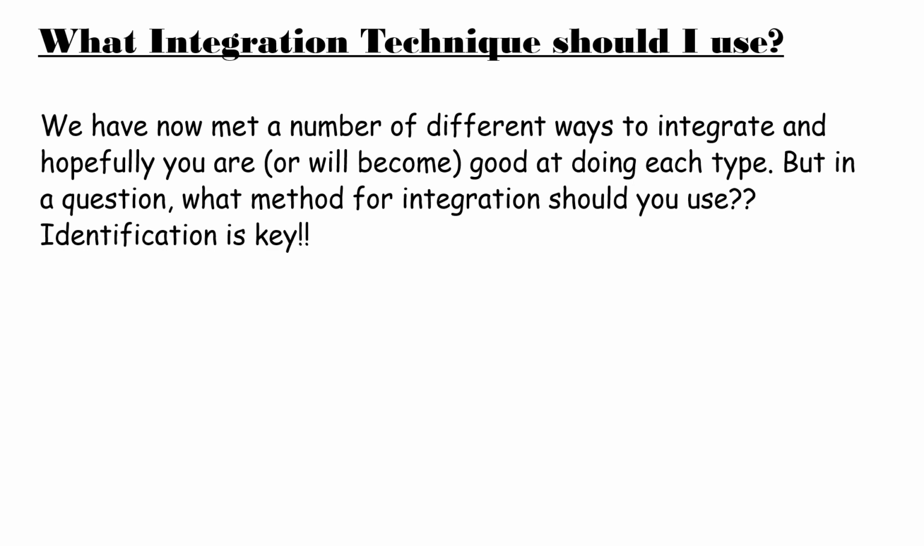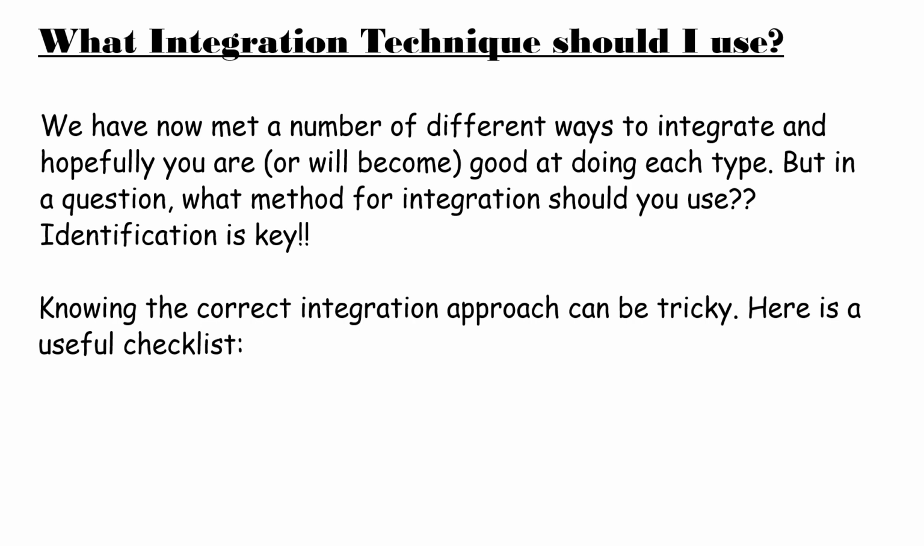It's like, how do I identify which technique to use? So we've now met a number of different ways to integrate, and hopefully you are or will become good at doing each type. But in a question, what method for integration should you use? And this is where identification is key. So we really only have 3 ways. You have your basic rules, which is basically look at page 26. You have your integration by parts and you have U-Substitution.